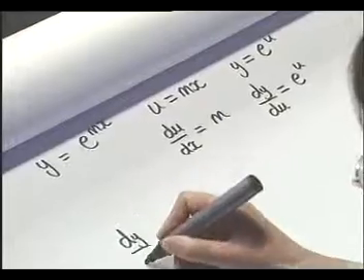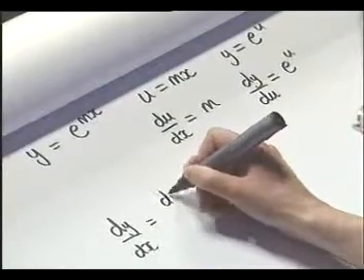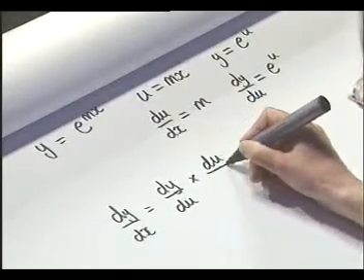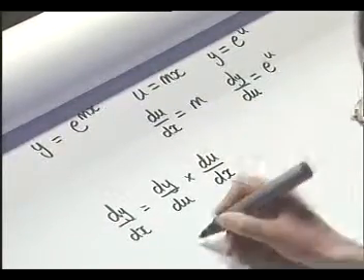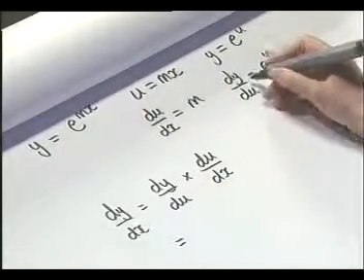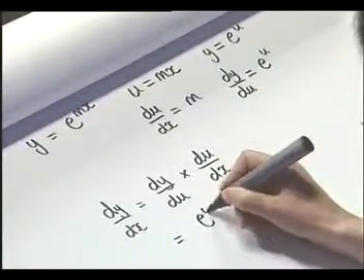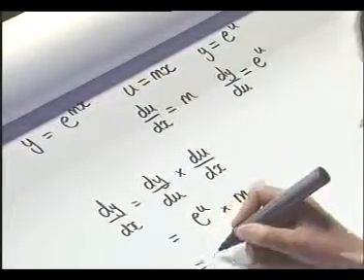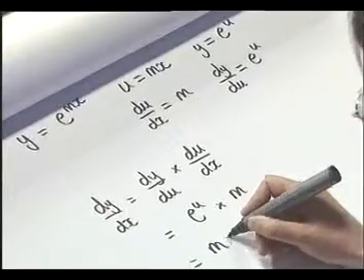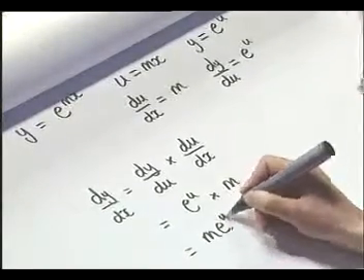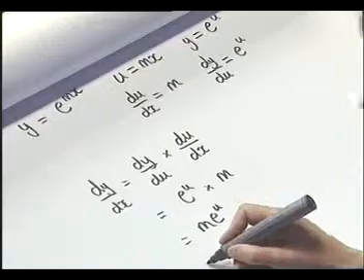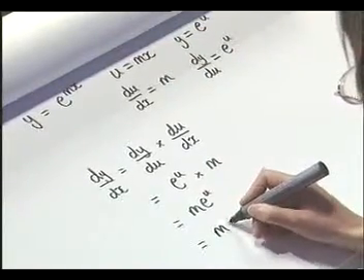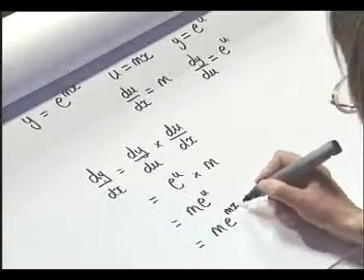Our dy by dx is equal to dy by du multiplied by du by dx. And if we substitute in, dy by du is e to the u, du by dx is m. Again, let's write our constant terms first. So we get m e to the power u. Now we need to substitute back for our u. So we get m e to the power of mx.